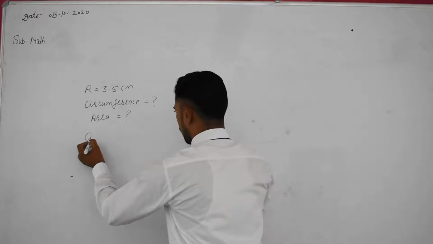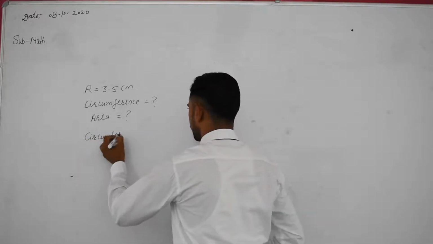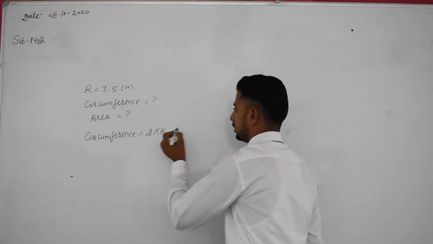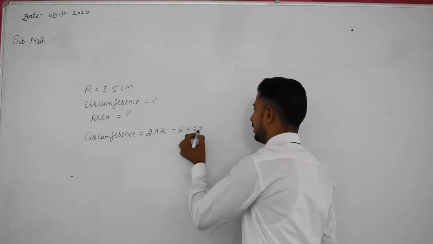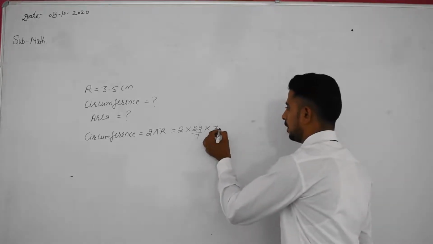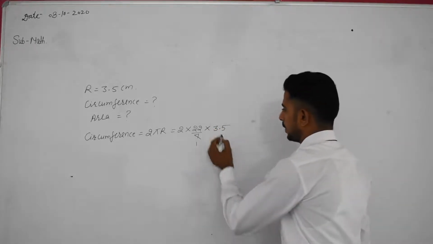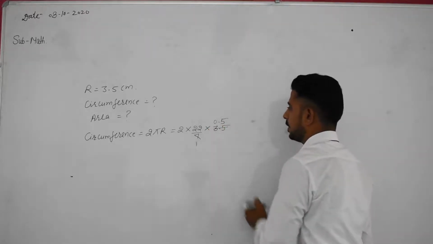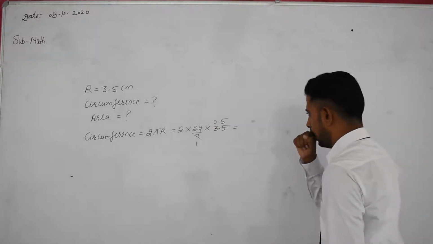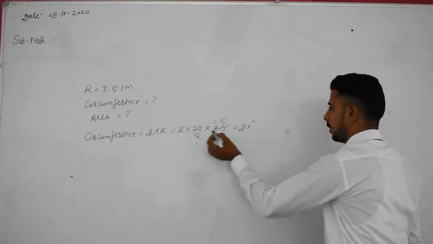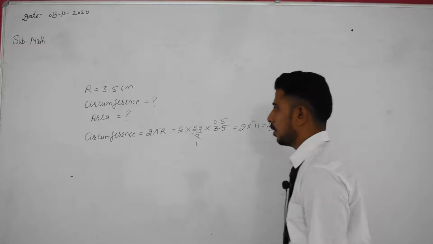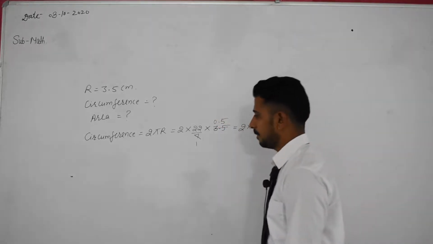Circumference is equal to 2 pi r. 2 into pi means 22 upon 7 into radius r. R is equal to 3.5. 7 1s are 7, 7 5s are 35. It means 0.5. 22 5s are 110, and decimal in one digit means 2 multiply by 11. 11 2s are 22. Then we can say circumference of circle is 22 centimeter.